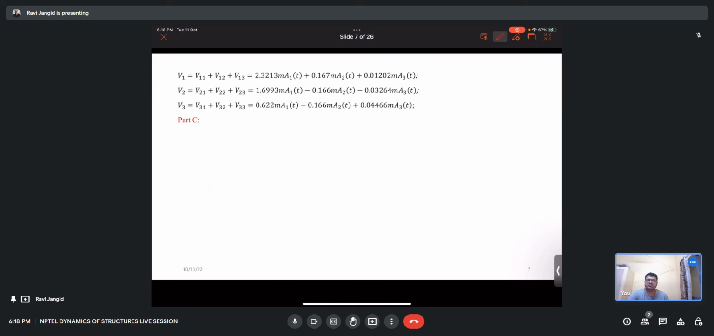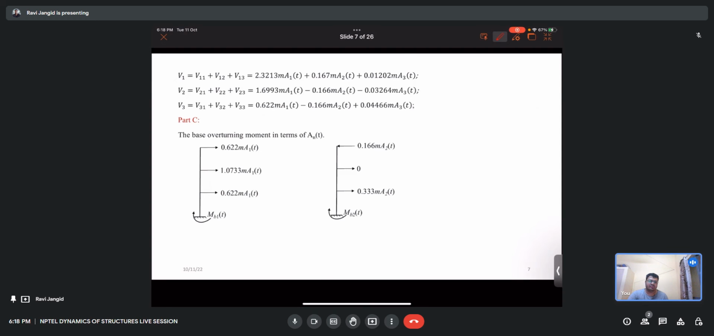Now come to part C, which is the calculation of the moment, the overturning moment. For this we use the same figure we used for the equivalent static forces, which we used in calculating the base shear. If we have the equivalent static forces, what would be the moment if the height is h at each level?